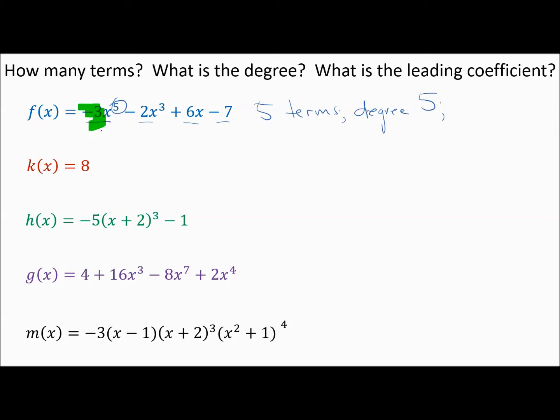All right, so on the next problem, k of x equals 8. We saw that on the previous page. This is one term. The degree is 0 because this is like 8 times x to the 0 power, and then the leading coefficient is just 8. Okay?